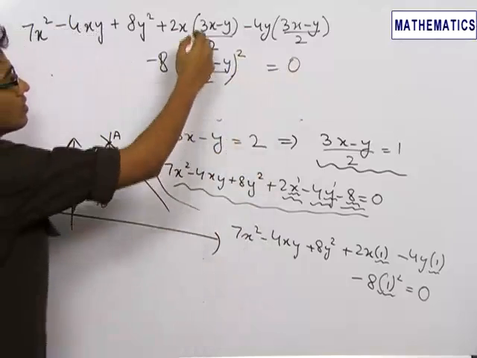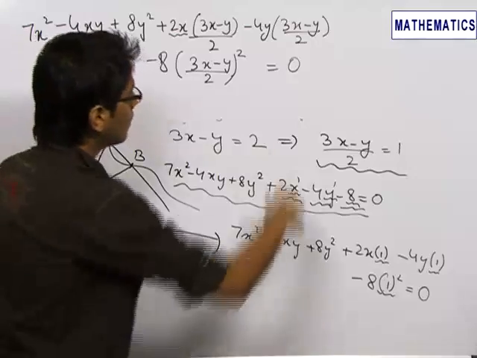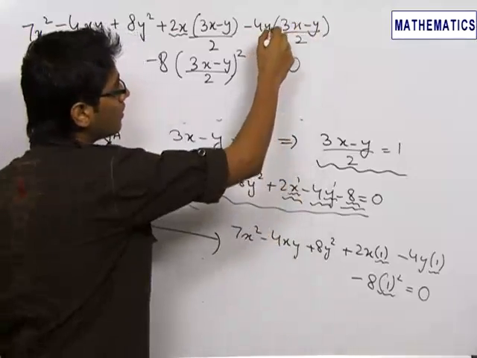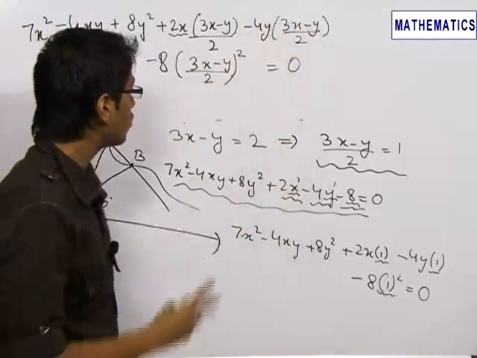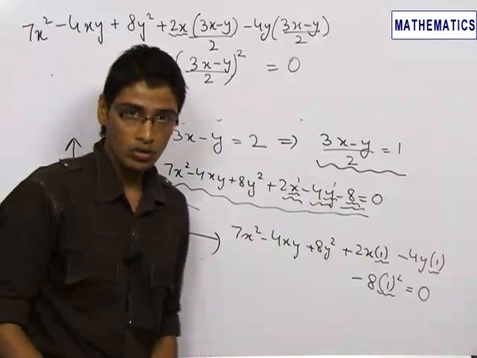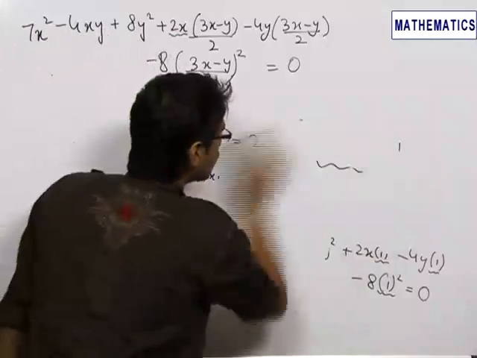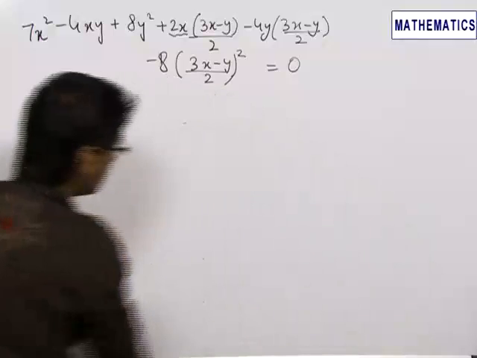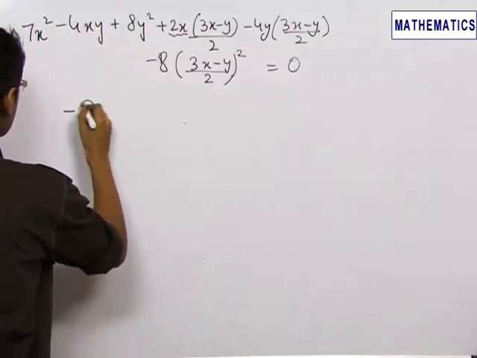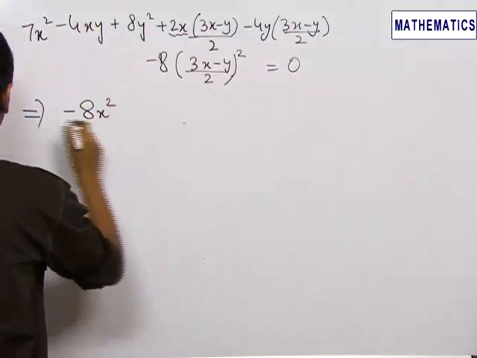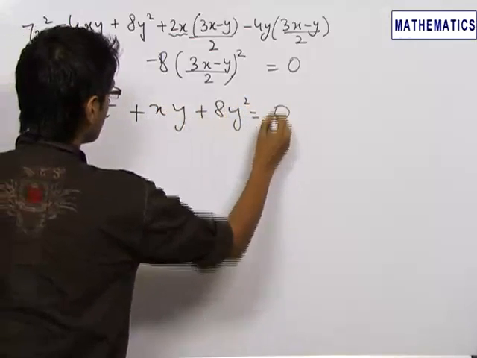Now we can clearly see this 3x minus y term has provided a degree to this x term which was having only 1 degree. This 3x minus y term has provided 1 degree to the y which was having only 1 degree, and this 3x minus y whole square has provided 2 degrees to the constant term which was earlier having no degree. So we can rewrite this whole equation, and on solving and rearranging the terms we would get minus 8x square plus xy plus 8y square equals 0.